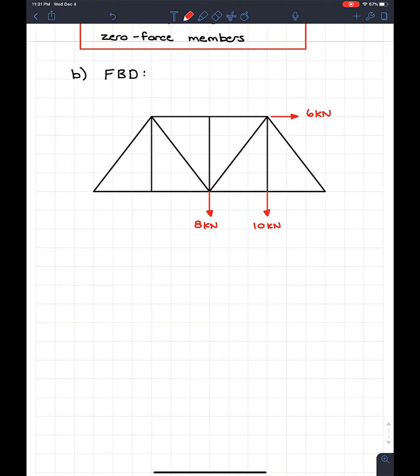And then finally, we have our reaction forces. So over at A on the left side, we have a pin. So we know that we're going to have 2 forces. We're going to have a vertical force, and we're going to have a horizontal force.